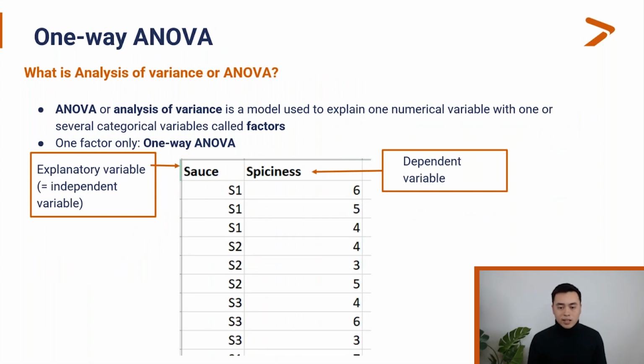So what is analysis of variance, or ANOVA? The analysis of variance is a model that is used to explain one numerical variable with one or several categorical variables. They are called factors, and in the case where we only have one factor, it is called a one-way ANOVA. So in this example, we're trying to explain the spiciness variable using the explanatory variable that is the sauce.